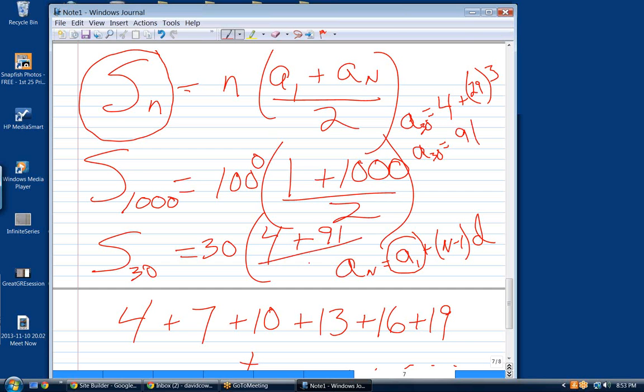I plug it in for a sub n, because they want the sum of the first 30 terms. And I still have to divide by 2. So 30 times 95 divided by 2 is the sum of that sequence.